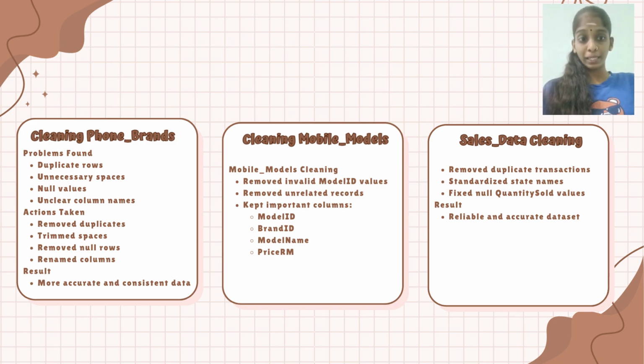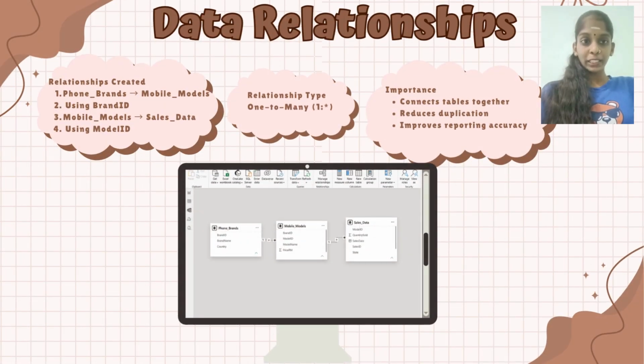For the mobile models table, we removed invalid model ID values and unrelated records. We also kept only the important columns needed for analysis to make the dataset cleaner and more organized. For the sales data table, duplicate transactions were removed, inconsistent state names were standardized, and null quantity sold values were corrected. These cleaning processes are very important because poor quality data can produce inaccurate business reports and wrong decision making results. Next, I will explain the relationships created between the tables in Power BI.